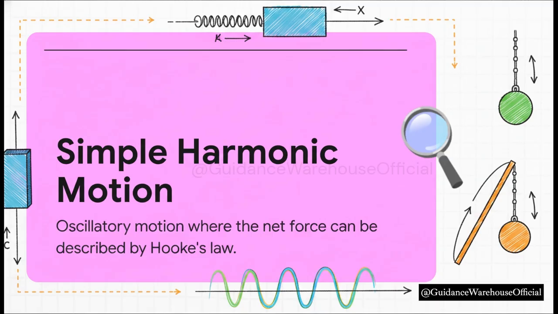Let's break that down into plain language. It simply means a system that always wants to return to its middle resting point. It gets pulled back to the center by a restoring force, but because it builds up speed along the way, it overshoots that middle point, oscillating equally on both sides.